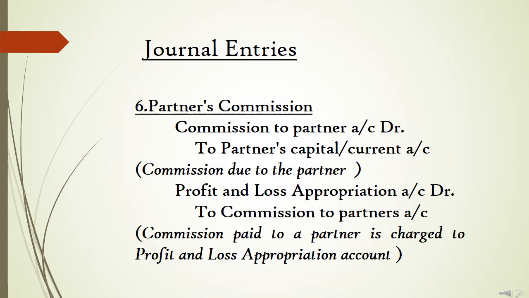Entry for commission to partner. With this commission, the capital account will be increased. So we have to credit the capital account. Entry will be commission to partner account debited to partner's capital or current account. To close the commission account, the entry is Profit and Loss Appropriation account debited to commission to partner's account.